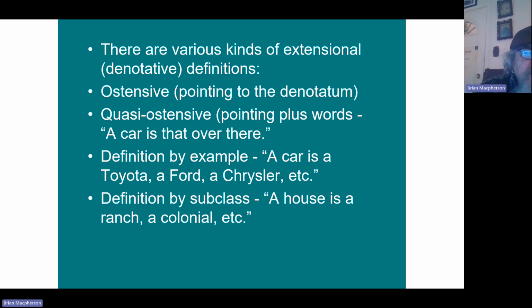So anyway, there are various kinds of extensional definitions. There are ostensive, which involves pointing. There are quasi-ostensive, which involves pointing and language. There's definition by example, right? Like a car is a Toyota. I could say a triangle is an equilateral, is an isosceles, is a right angle, is an obtuse, right? And definition by subclass, again, so basically, a house is a ranch, colonial, etc.